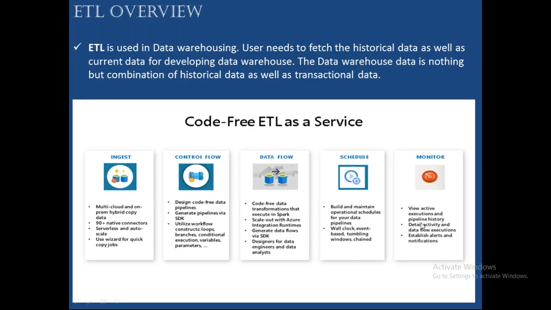Next, monitor. So you can monitor your pipelines. Previously ran pipelines, you can check, and currently running pipelines, you can check. And if some pipeline failed, you can create some alerts which will send a notification. You can view active execution and pipeline history. So pipeline history you can see, the active jobs, active pipelines also you can see. Detail activity and data flow execution you can see. Finally, establish alerts and notification, so you can create alerts to send a notification whenever some pipeline failed.